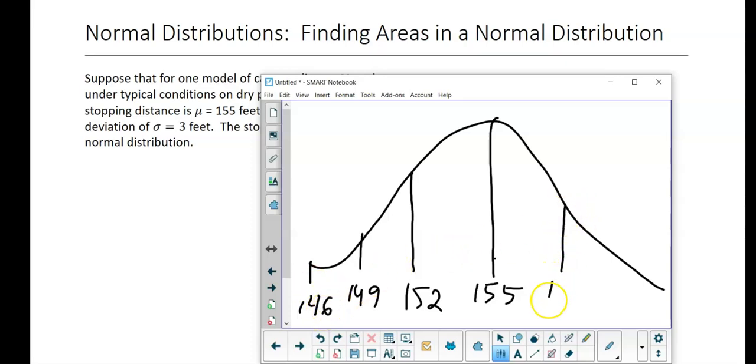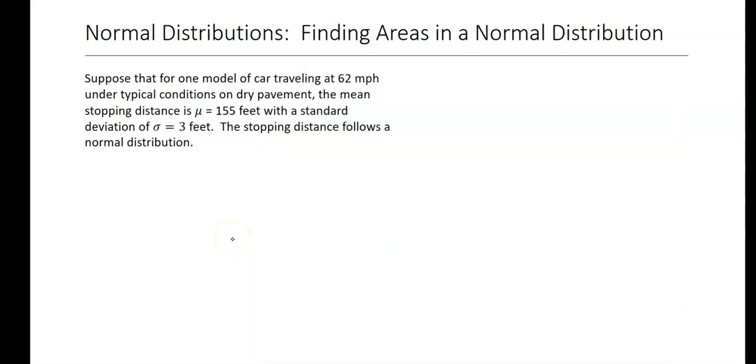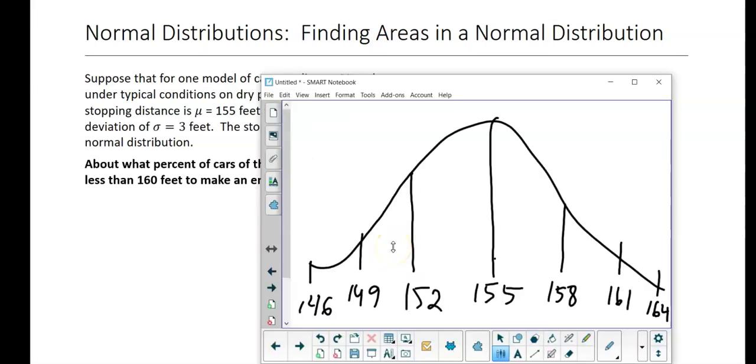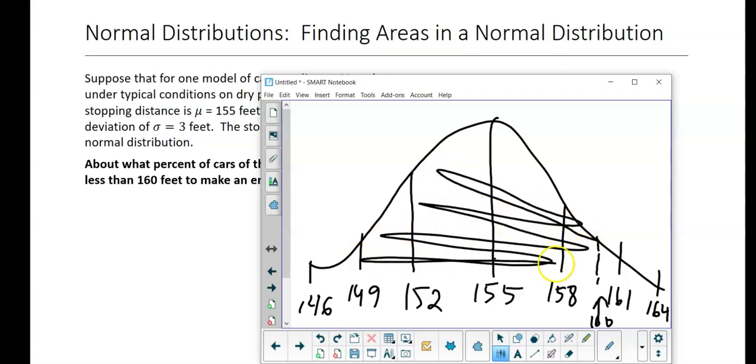Then we go 3 to the right, so 158. 3 more to the right, 161. Okay, so suppose one car is traveling at 62. Mean stopping distance is that. About what percent of cars take less than 160 feet to make an emergency stop? So if you have your graph, you're thinking, okay, less than 160. 160 is right in here, right? That's 160. You're shading to the left, so less than that. A lot of cars have that, and it's going to be shaded to the left.